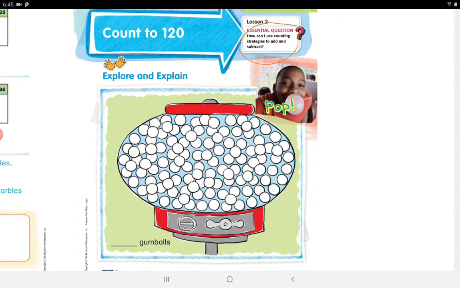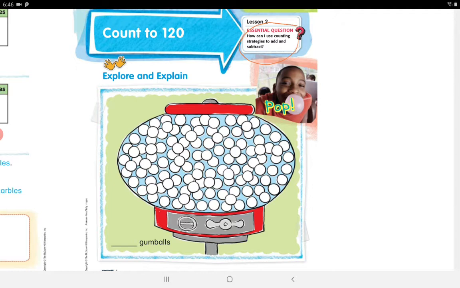So you can do this activity either at the end of the lesson, or at the end of the day when you have some free time. And what you can do is just write the answer on the bottom of your homework page or your classwork page. And I'm going to check to see who found out how many gumballs were in this machine. So I'm going to give you a hint. It is over 100 gumballs in this machine.